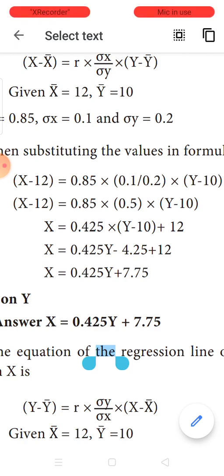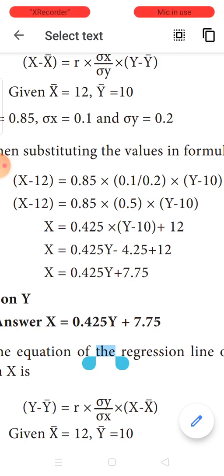This minus 12, when it comes to the other side of the equal to symbol, it becomes plus 12. Now, next step is x is equal to, multiply 0.425 into y, you get 0.425y. Minus symbol is here, write the minus symbol. 0.425 into 10, you get 4.25. Okay, one decimal is reduced, so you will be getting 4.25. Write as such the plus 12 here.